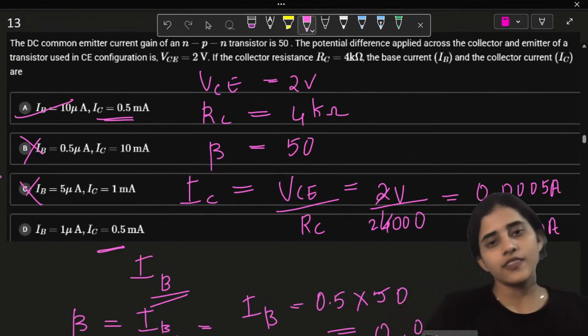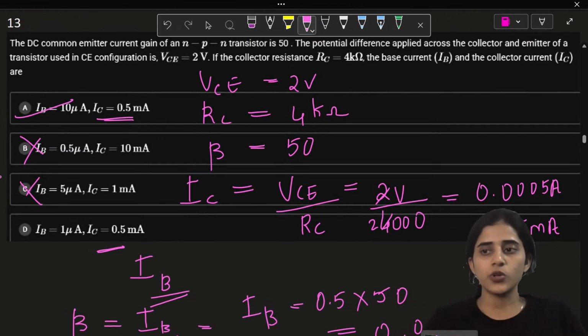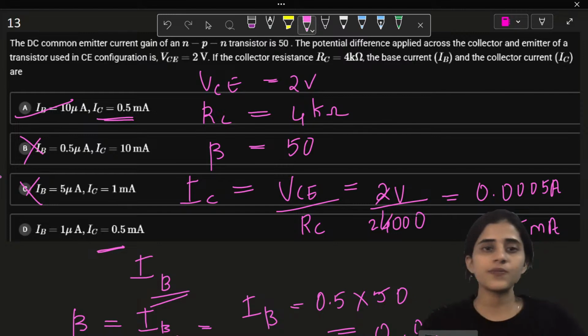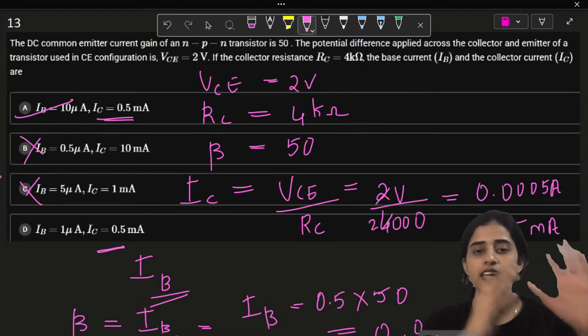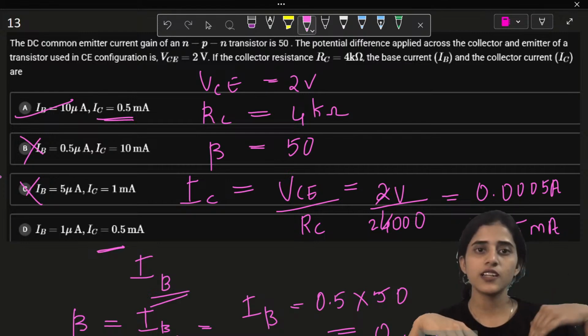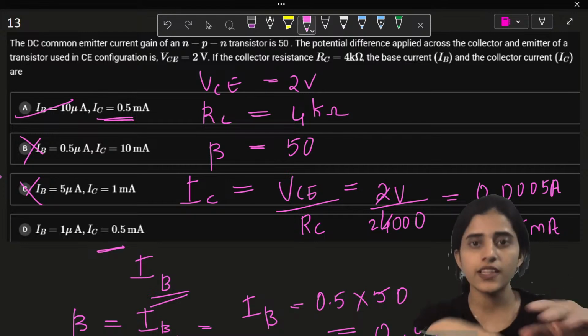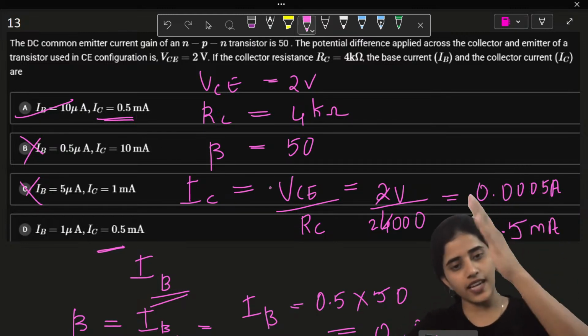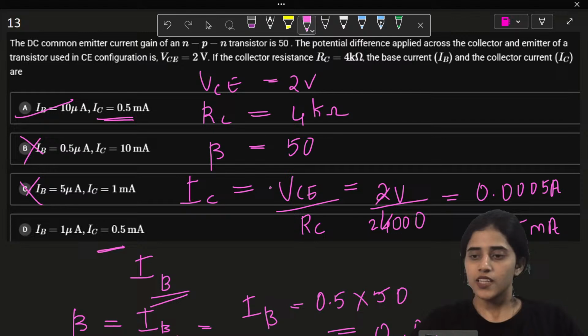So two formulas that you have to know here. First thing is Ohm's law. You definitely will know that. V equals IR. And gain in common emitter is the collector current by base current, beta is IC by IB. Is this clear?